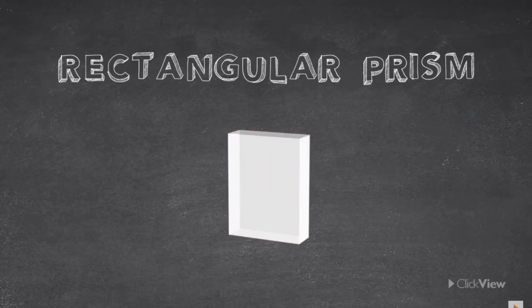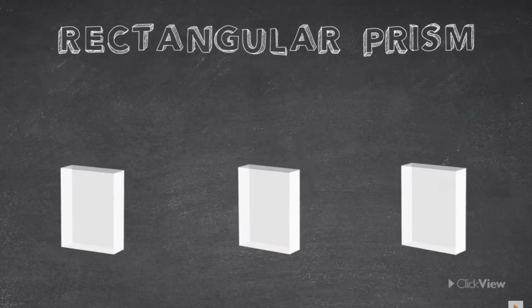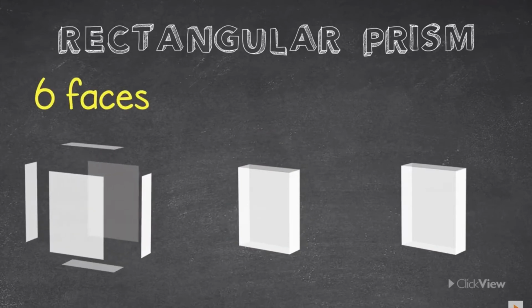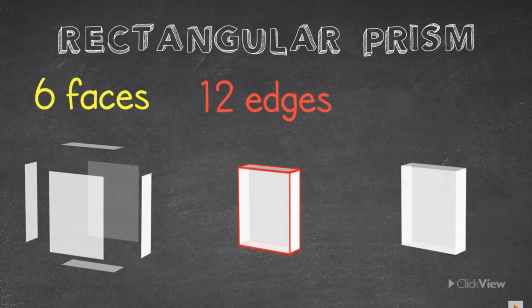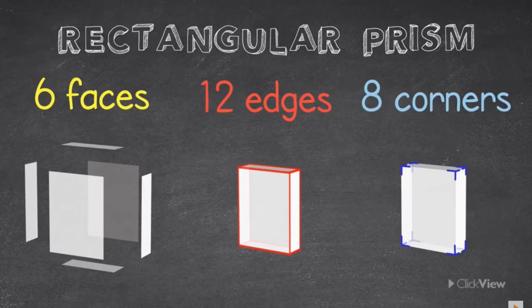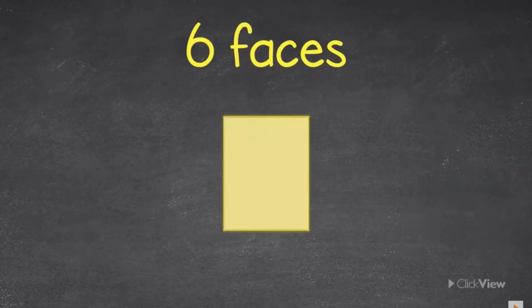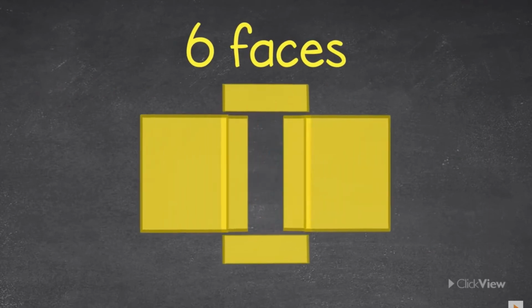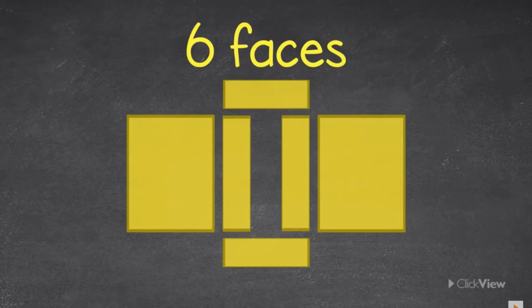This shape is called a rectangular prism. A rectangular prism has 6 faces, 12 edges, and 8 corners. It's very similar to the cube, except instead of all the faces being squares, they're rectangles. The opposite faces of a rectangular prism are always the same size.